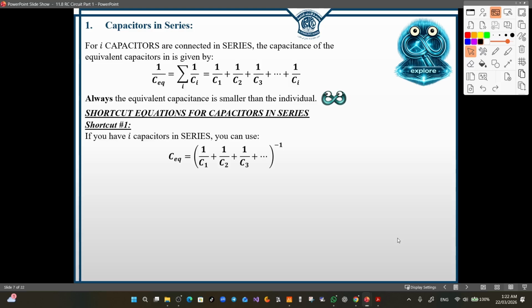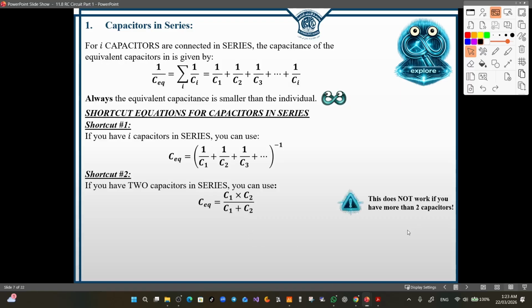Now some shortcut equations for capacitors in series. Shortcut one: if you have I capacitors in series, you can directly find the C equivalent by using this expression. Shortcut two: if you have two capacitors in series, you can use C equivalent equals C1 times C2 over C1 plus C2. And remember that we cannot use this formula unless we have only and only two capacitors, so it doesn't work for more than two capacitors. And for shortcut three, if you have capacitors of the same capacitance, which means they are identical and in series, we can say that the C equivalent is equal to C over N.